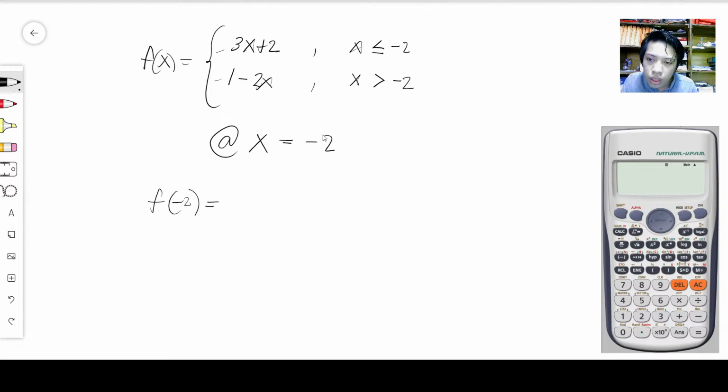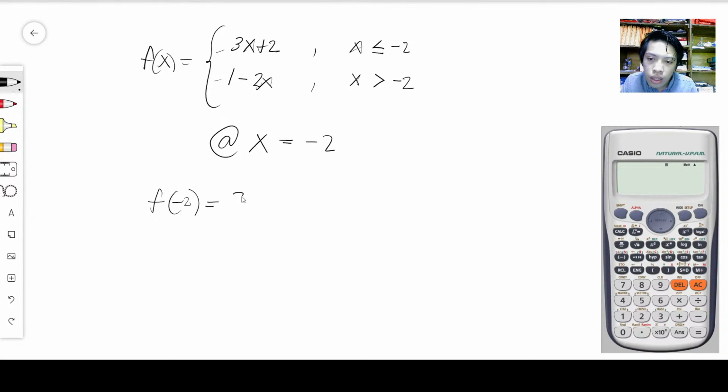The value of x is equal to negative 2. So look at the boundary condition. If x is less than or equal to negative 2, you use this one. And when x is greater than negative 2, you will use this function right here. Since what we are looking for is the value of the function when x is equal to negative 2, clearly it is this one, right? X is less than or equal to negative 2, and x is indeed equal to negative 2. So we use this one.